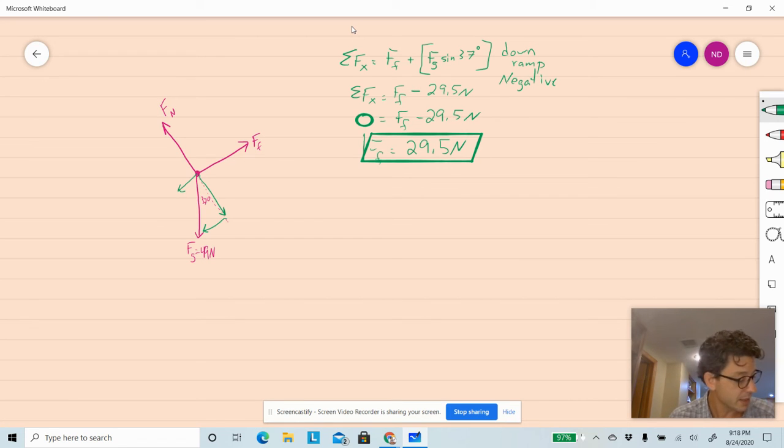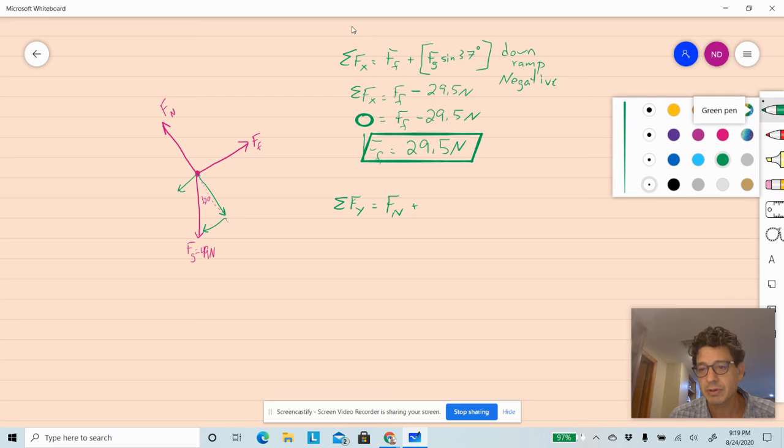Let's see what we got here. Determine the force of friction. We got that one. Now the normal force. The normal force will be the sum of the forces in the y direction. Our y direction is going to be our normal force plus this part. This part over here of our weight. It's not all 49 newtons. It's only the adjacent side, right?